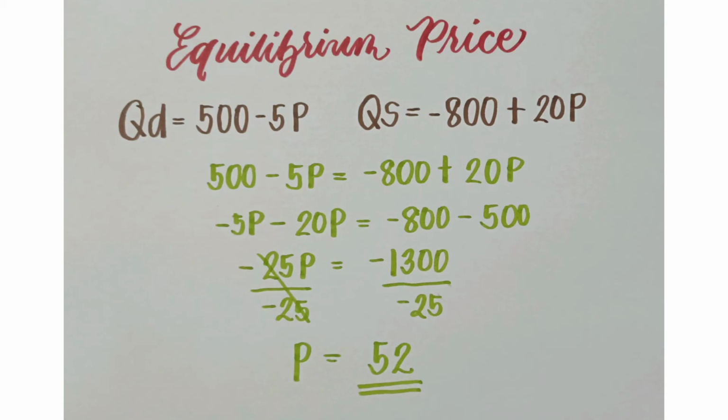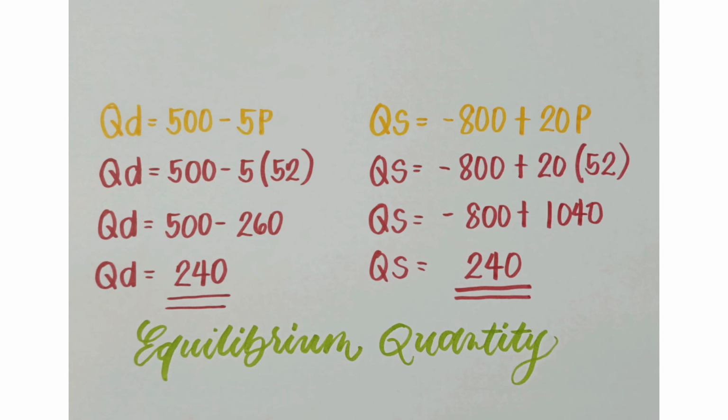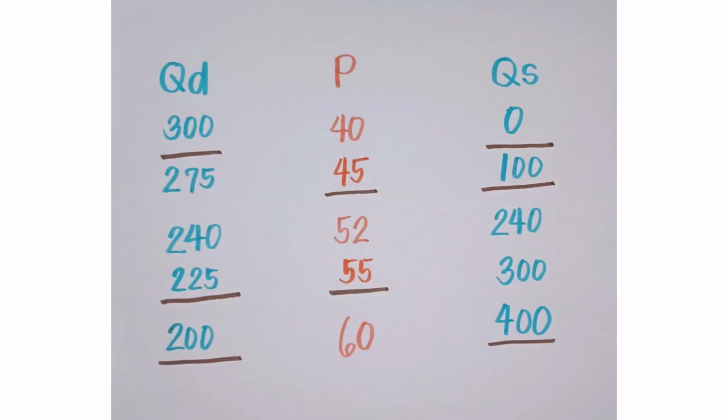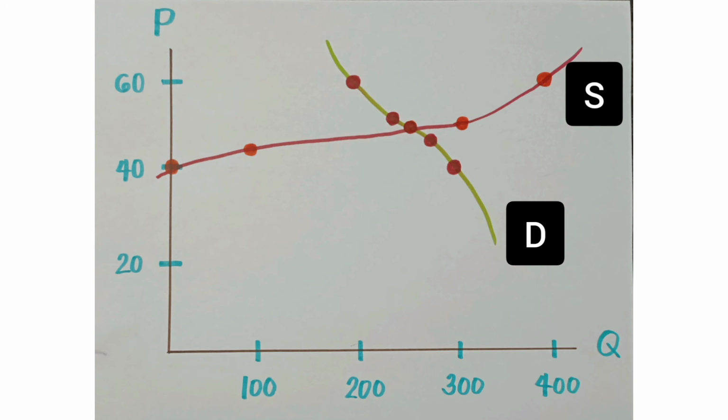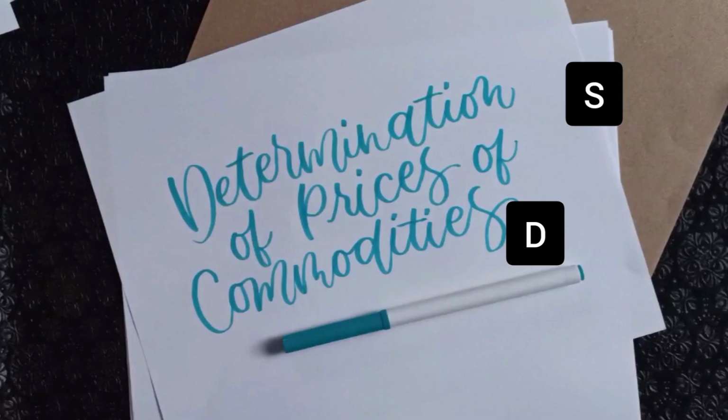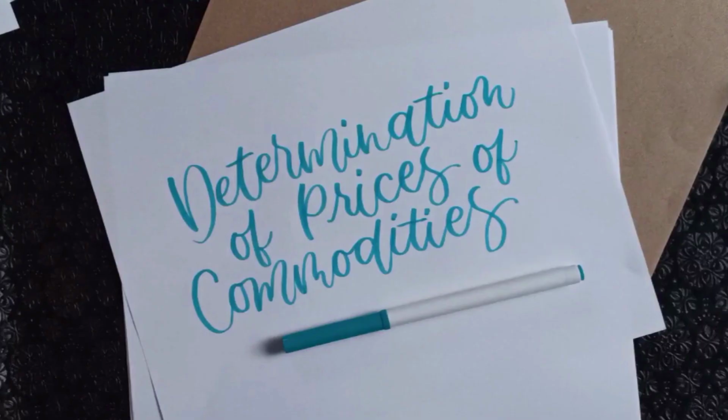Whatever we use, whether the demand and supply functions, the schedule, or the curve, we will still come up with the same market equilibrium, equilibrium price, and equilibrium quantity. And that will be the basis for determining the prices of commodities.